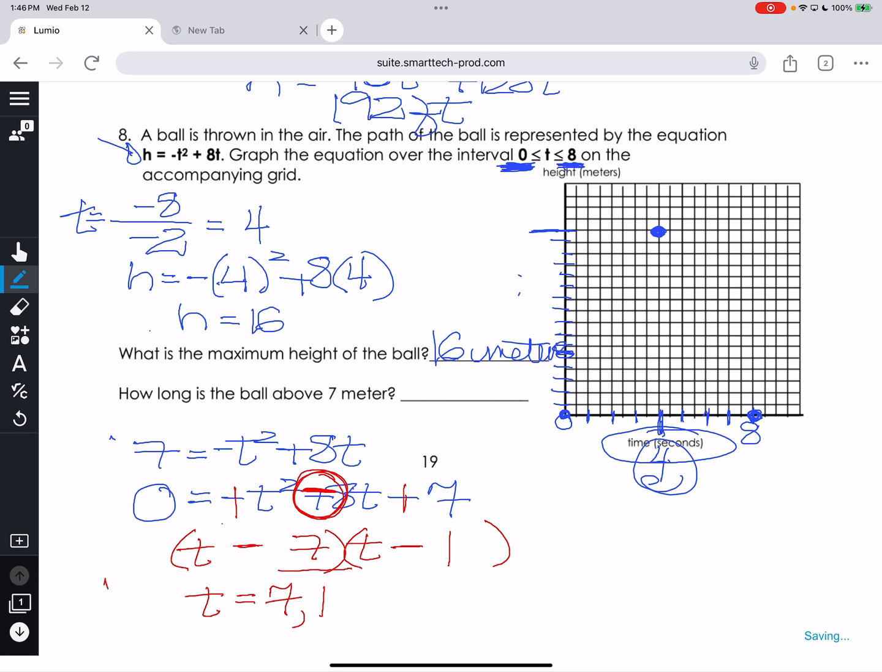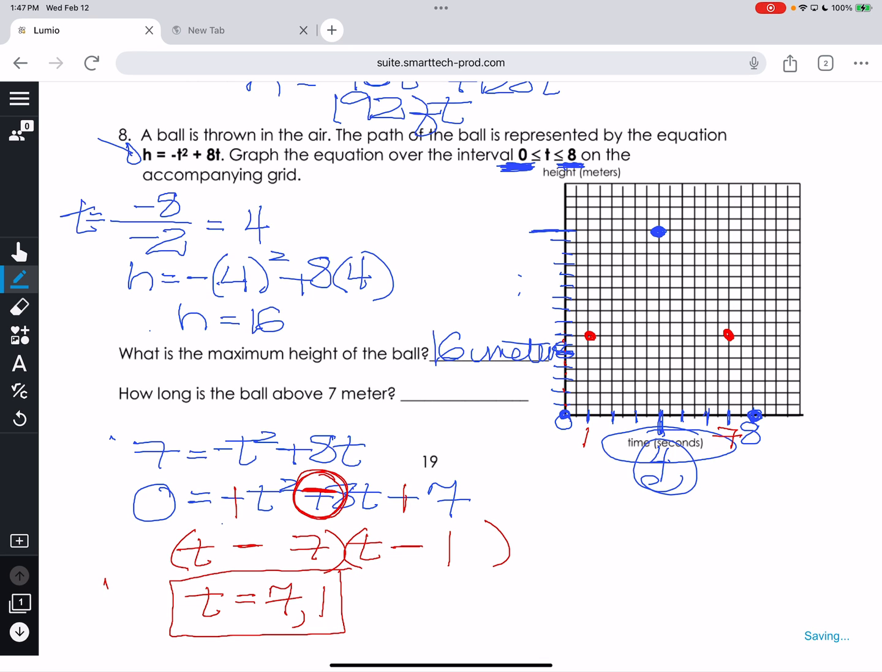All right. So the time, t, time, 7 seconds and 1, that's when it's going to be at 7 meters. So I'm going to go over here and I'm going to go 1, 2, 3, 4, 5, 6, 7. And I'm going to plot a dot here. And I'm going to run over here and plot a dot there.